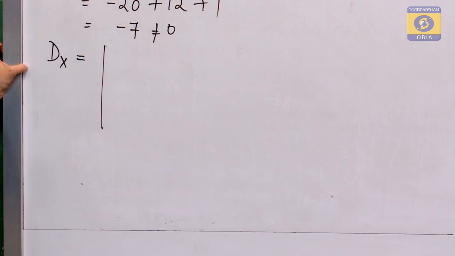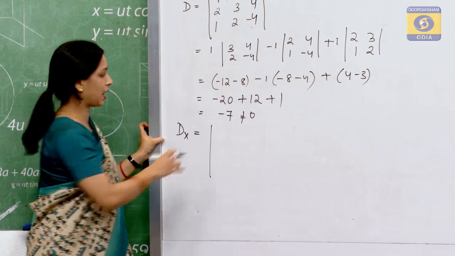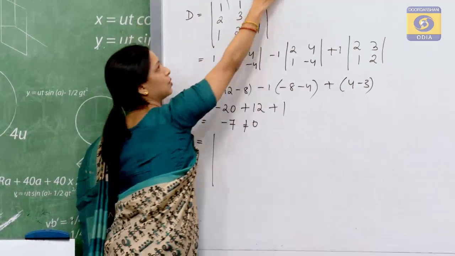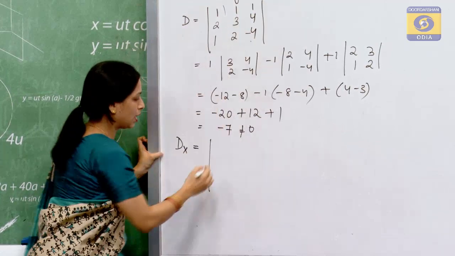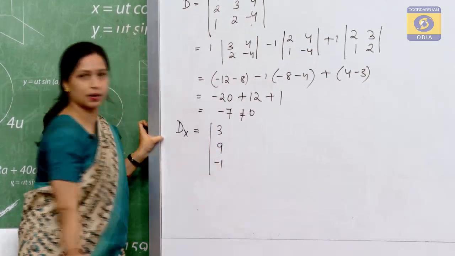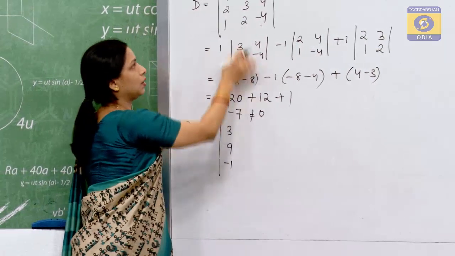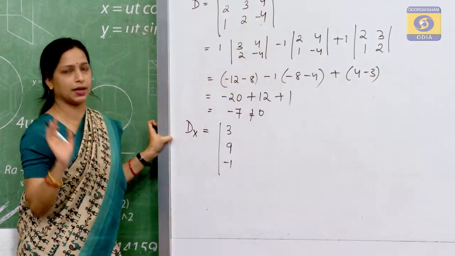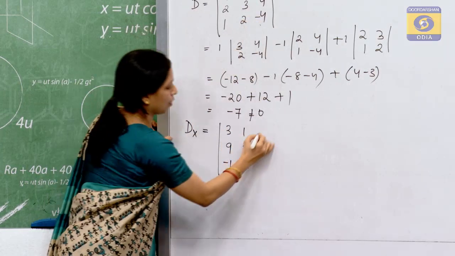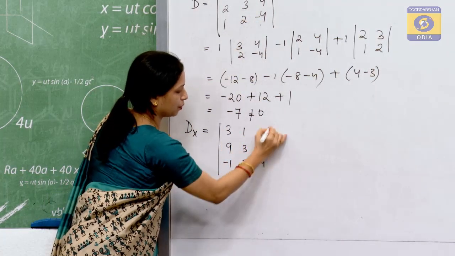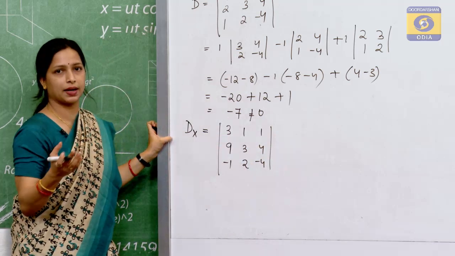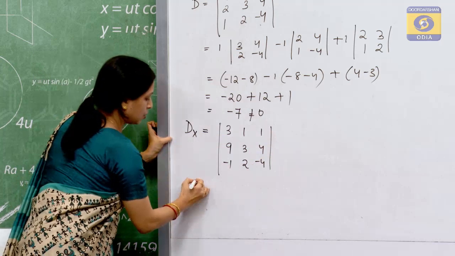So, in dx, like we did it in 2 variables, we have to substitute the x coefficient with the known values. The known values here are 3, 9 and minus 1. So, we write it here 3, 9 and minus 1, and then the y coefficient and z coefficient remain the same. So, here it is 1, 3 and 2, 1, 4 and minus 4. Now, we find the determinant by expanding it along row 1.